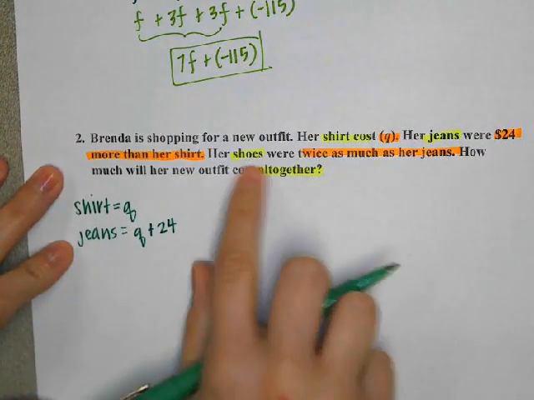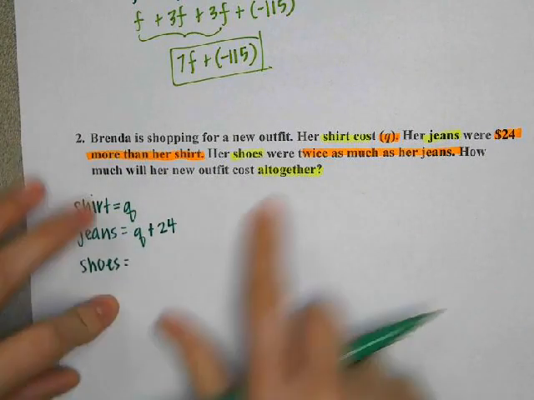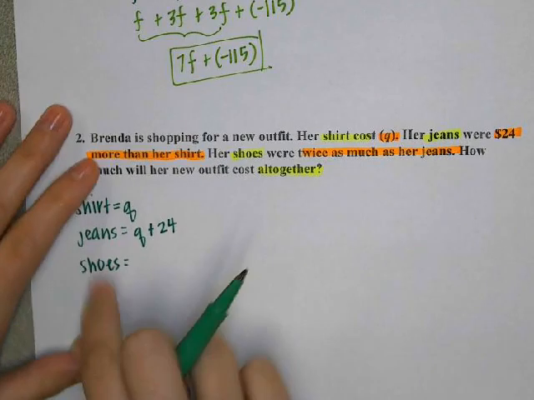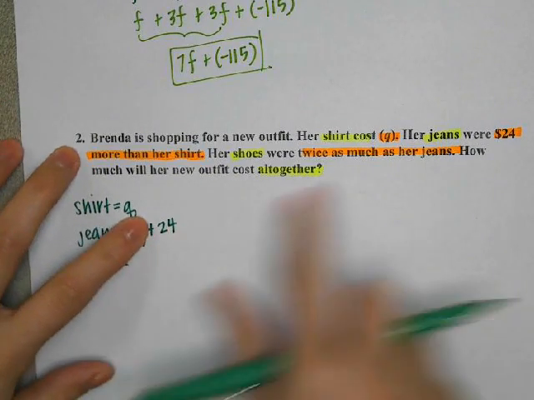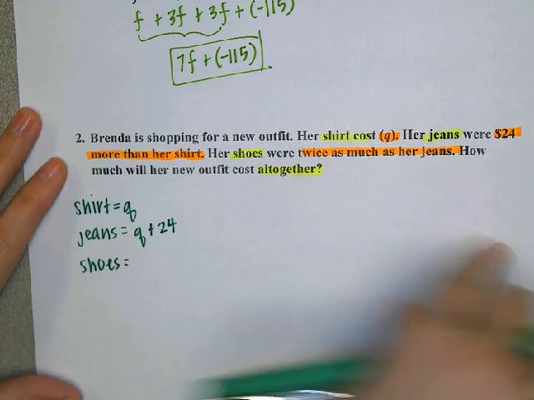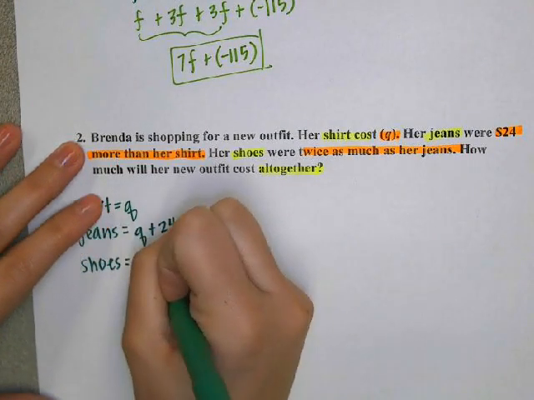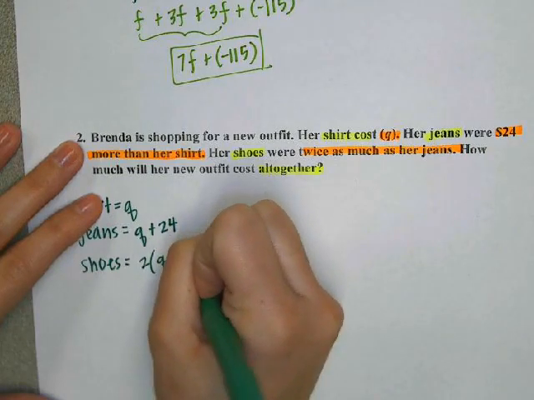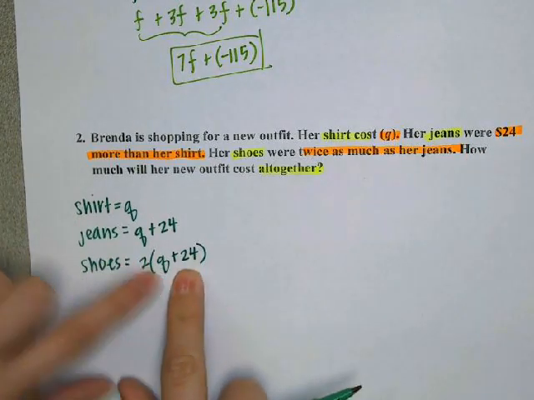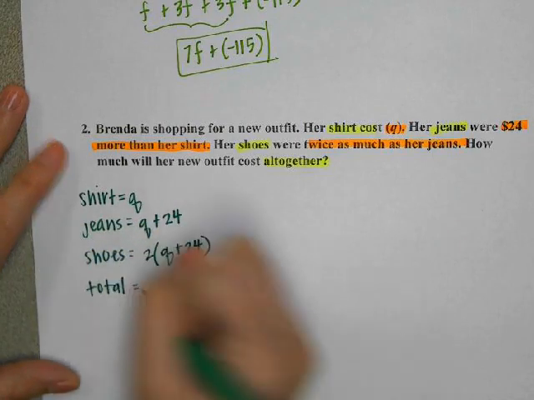Next was the shoes. Can't forget our shoes. The shoes were twice as much as the jeans, so what is that going to look like mathematically? I'm going to take the jeans, and what does twice mean? Twice means 2 times, so take the jeans and multiply by 2, which just looks like this. 2 times the jeans. And now we can find our total by adding all of them together.